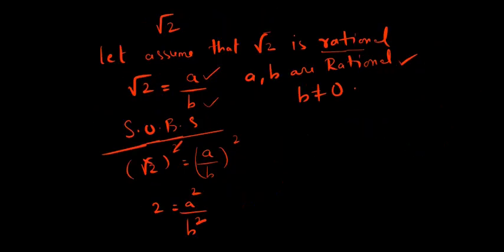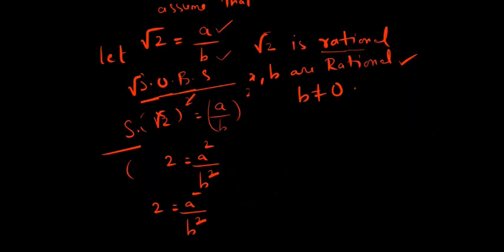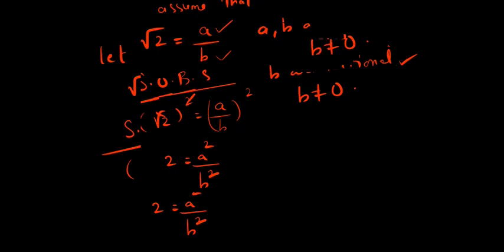So here we have a contradiction of our assumption. The condition here was that a and b are rational numbers, where b should not be equal to 0. And here I have to tell you something. See, is 1 a number or 1 plus 2 a number?